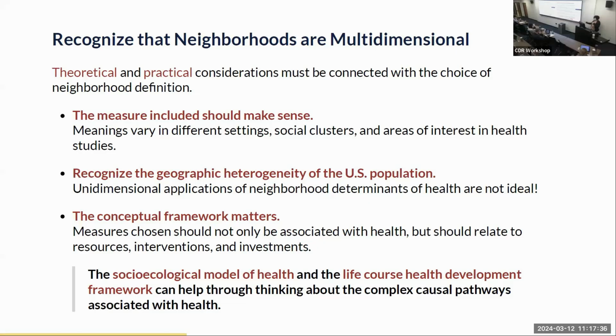And of course, your conceptual framework matters. People tend to forget that theory is important. Theory should be driving some of our decision making. So, I put in models or frameworks for those of you that want to look more into how these complex causal pathways are associated between neighborhoods and health. I do recommend reading on the sociological model of health and the life course health development framework. Right? This can help you generate research questions, hypotheses, or ideas about what you could potentially do with all this amazing and rich data.